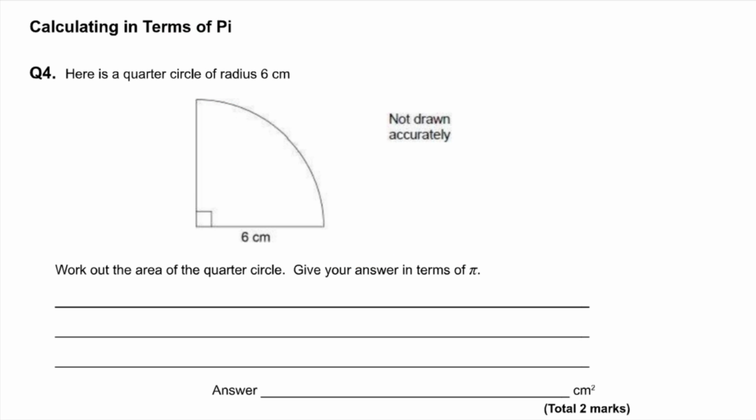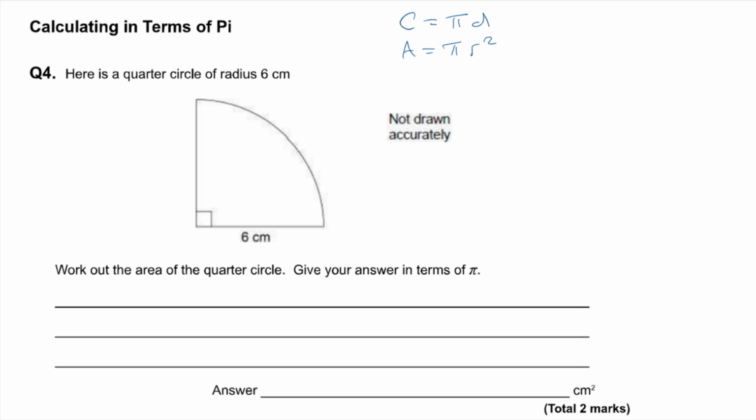Moving on to calculating in terms of pi, don't forget your two most important formulas for this one, for circumference and area. Cherry pie delicious, apple pies are too: C equals pi D, A equals pi r squared. They're the main formulas you're going to use. Here is a quarter circle of radius 6 centimeters. Work out the area of the quarter circle, give your answer in terms of pi.